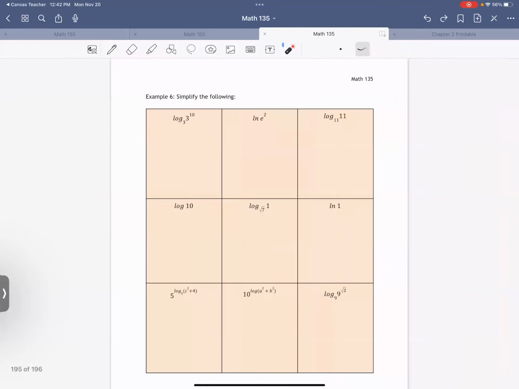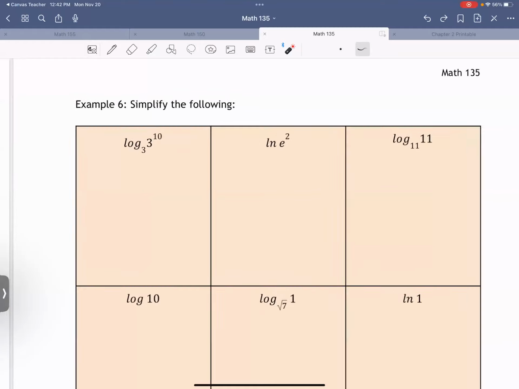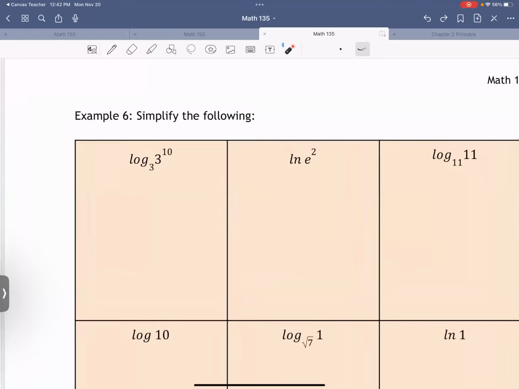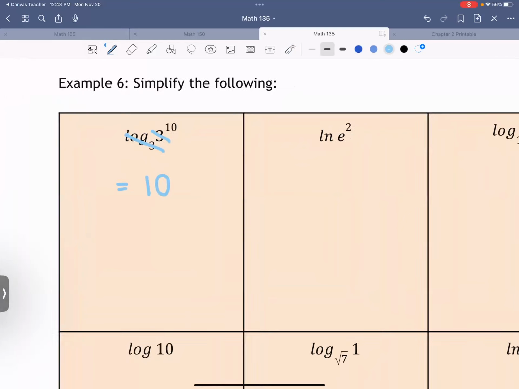Okay. Let's do example number 6. In this example, I have a bunch of these. I promise you it's not as bad as it seems. These go fast. Let's start with log base 3 of 3 to the 10. What cancels out here? Yep, log 3 and 3. What am I left with? 10. Perfect.